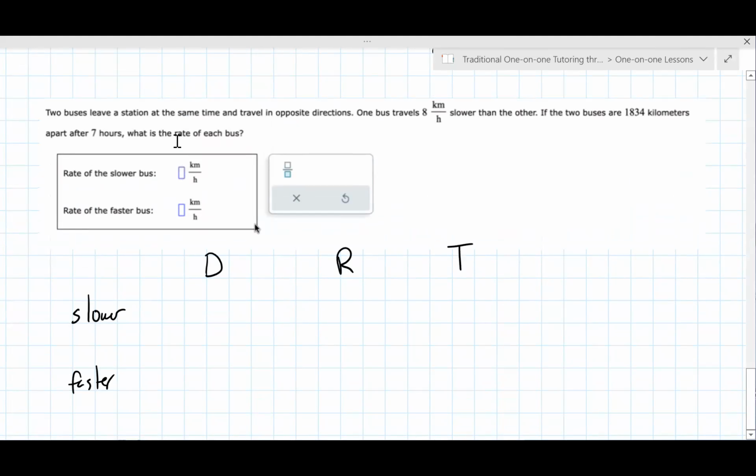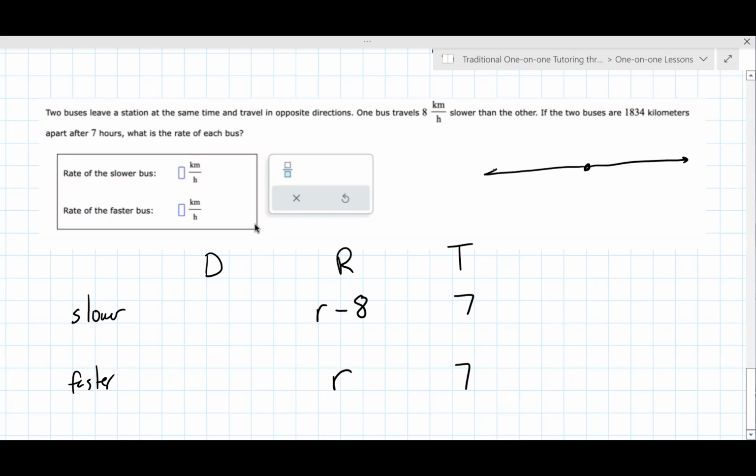So two buses leave a station at the same time and travel in opposite directions. One bus travels 8 kilometers per hour slower than the other. So the faster one we'll call R, and the slower one R minus 8. Yeah, that's right. The two buses are 1,834 kilometers apart after 7 hours. So they both travel 7 hours. And I actually like to draw pictures, although the other one didn't really lend itself well to one.